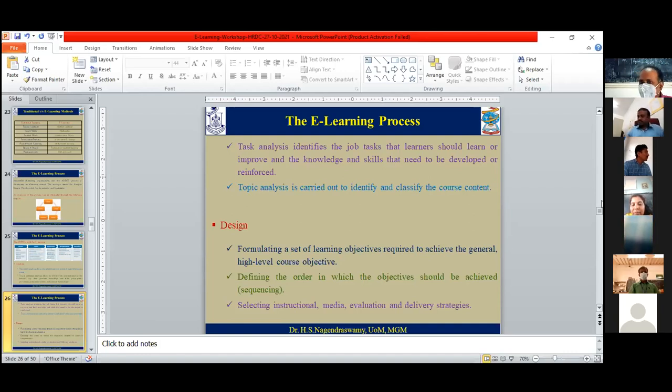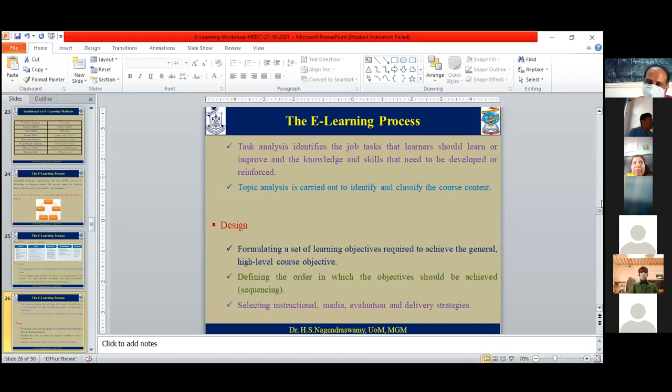Defining the order in which the objectives should be achieved, the sequencing. Those faculty who have already obtained a doctoral degree or who are guiding doctoral students, you have set up some research objectives in a proper sequence. This is the first objective, and the second objective is related to the first objective, the third objective is related to the second objective. So there is a sequence. Until and unless you finish the first objective, you will not be able to draw conclusions and start with the next objective. So defining the order in which the objectives should be achieved is also very important as a part of the design.